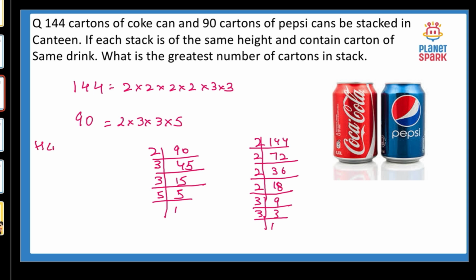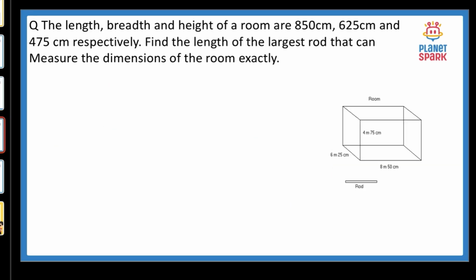Now here we have to find out the HCF. 2 is coming common, and we find the highest common factor. If you observe carefully, 2 is common one time and 3 is common 2 times. So the common factors are 2 and 3, with 3 coming 2 times. That gives us 18. So this means that 18 cartons in the stack are required, the greatest number of cartons, the maximum.